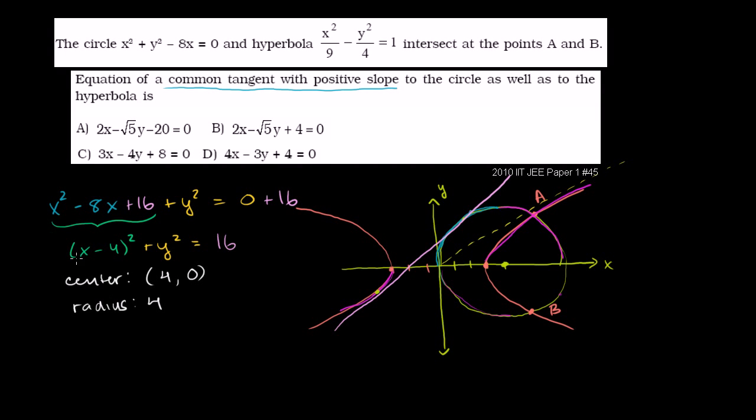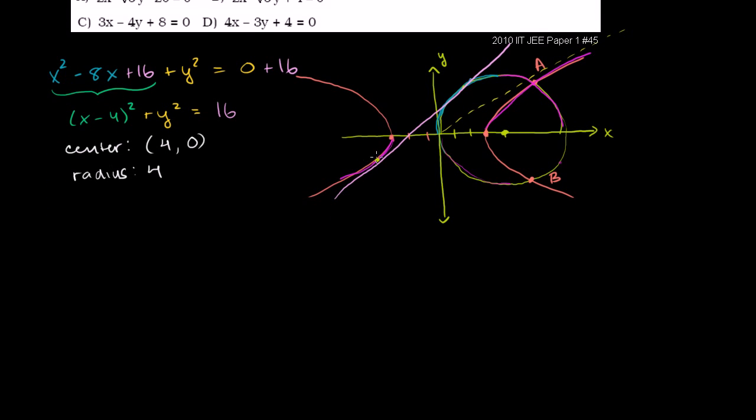Now that we have a visual sense of what this common tangent with a positive slope would look like, let's see if we can get some constraints on it, especially constraints on its slope and y-intercept. So this line that I drew in the last video in pink would have the form y is equal to mx plus b. It's a line where m is the slope and b is the y-intercept.